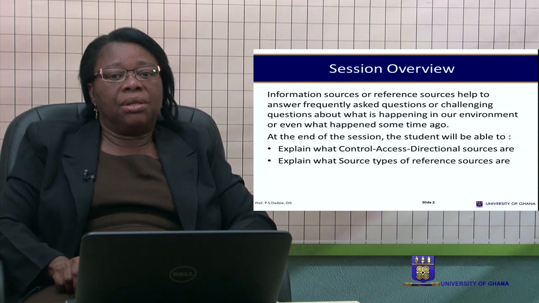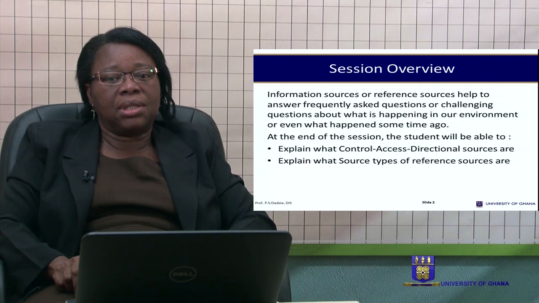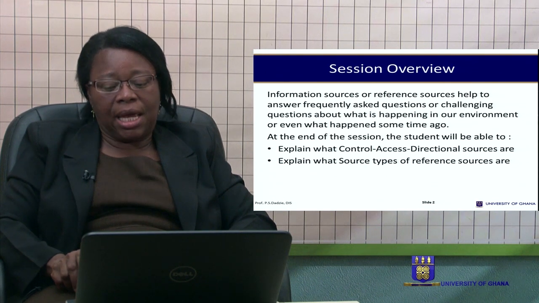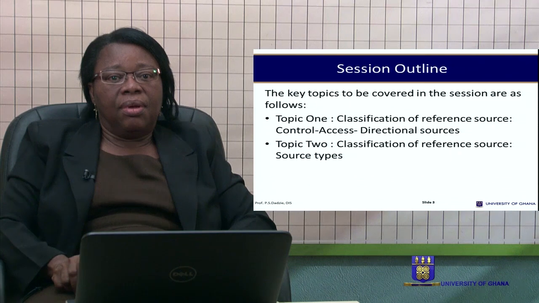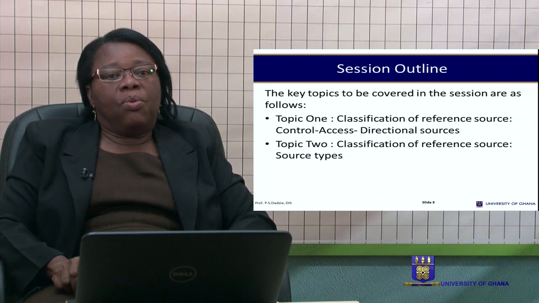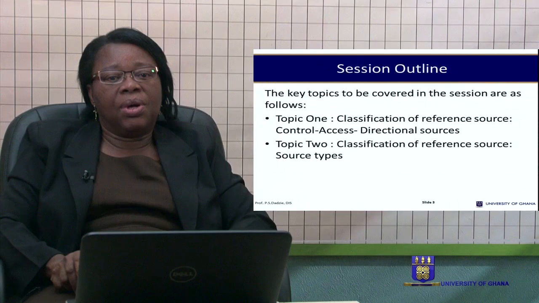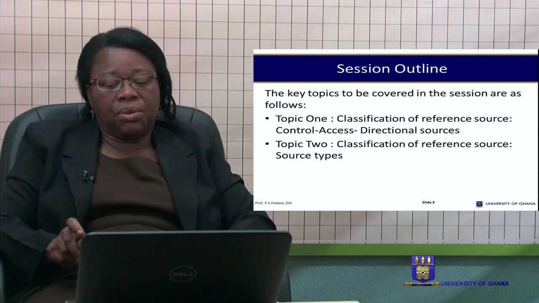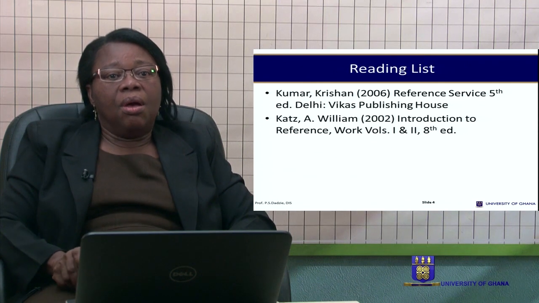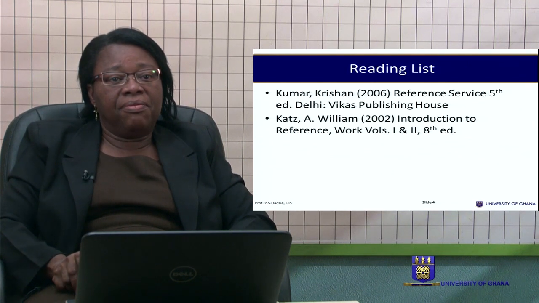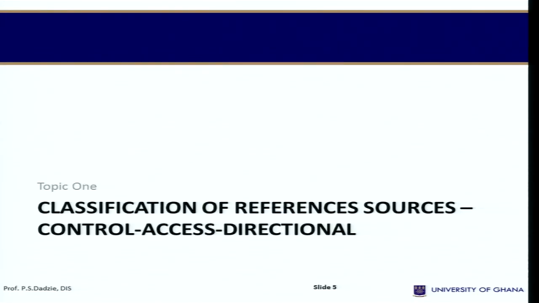So at the end of this session, you'll be able to explain what we mean by the control access directional source and the source types. Topic 1 will look at the classification of reference sources known as the control access directional sources, and topic 2 will look at classification of reference sources known as the source types. We have your reading list there for you to consult.